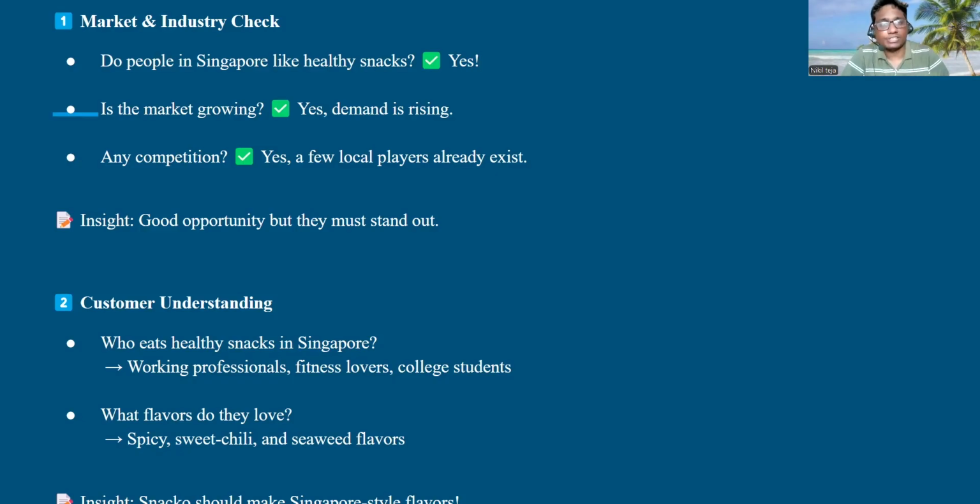We got this information. So what is the insight? Good opportunity, but we must stand out. There is a good opportunity because people in Singapore like healthy snacks, and the market is also growing and rising. As well as that, there is also competition. So basically it is a good market to enter, but you need to be careful. Because there are competitors, you need to tackle them. There will be rivalry between you and the competitors if you enter the new market.